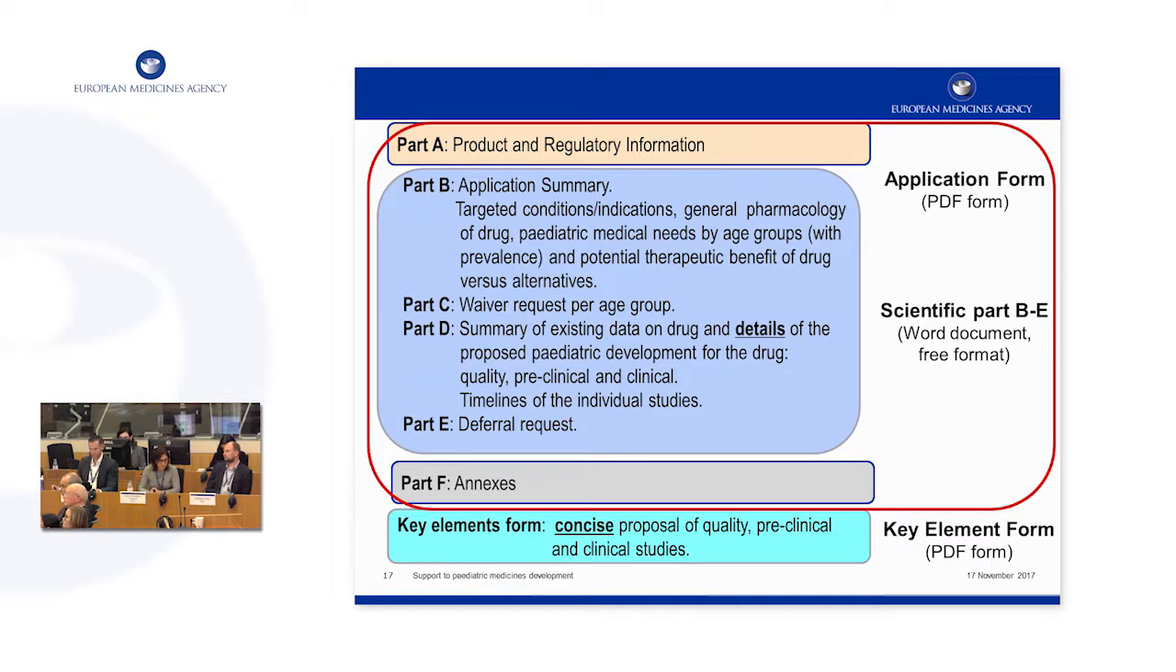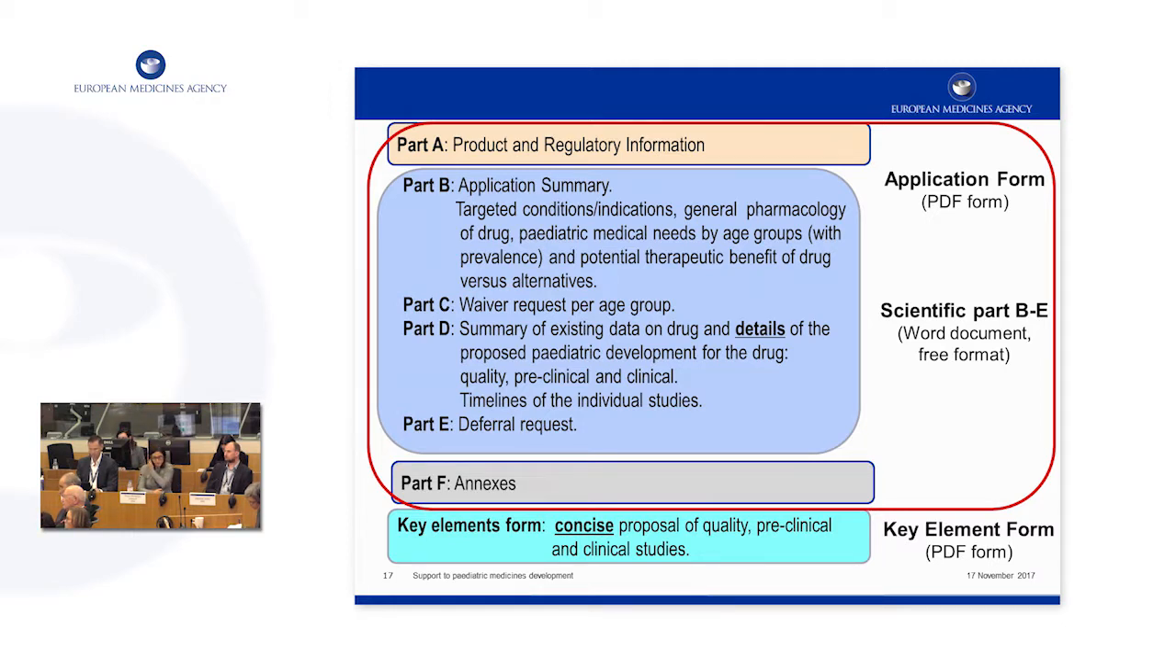This is a standalone document that includes all essential information on the pediatric development. Also in Part E, there is a deferral request, which I will explain a bit further on the next slide. And there is also the key element form, which is a document that summarizes very concisely the quality, preclinical, and clinical studies proposed by the applicant that will be the basis of the opinion.